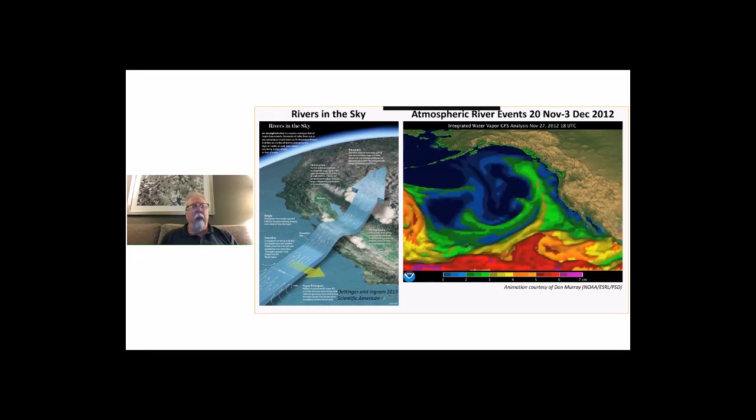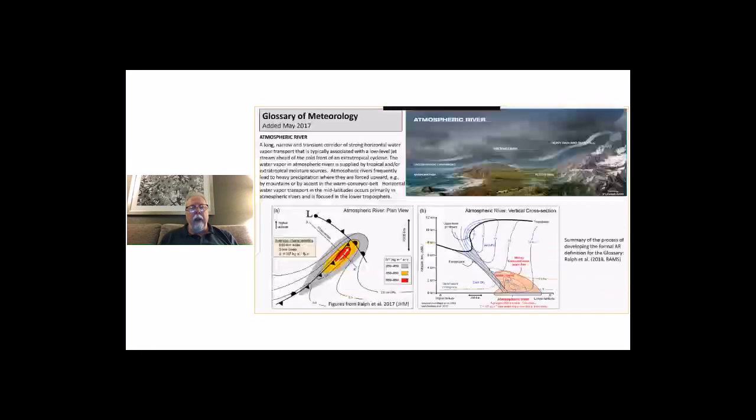All right. The topic's been percolating for about 15 years now, and not until very recently did our scientific field settle on a formal definition, which is described here. Let me just read it for completeness. It's a long, narrow, and transient corridor of strong horizontal water vapor transport that is typically associated with a low-level jet ahead of the cold front of an extratropical cyclone.